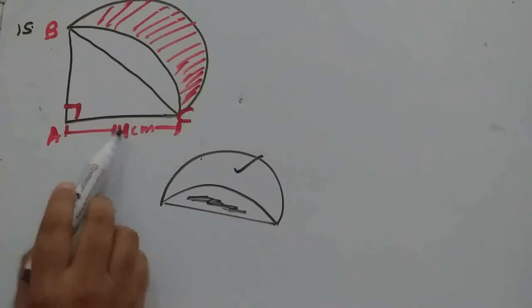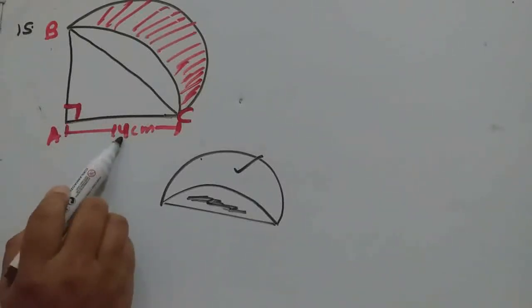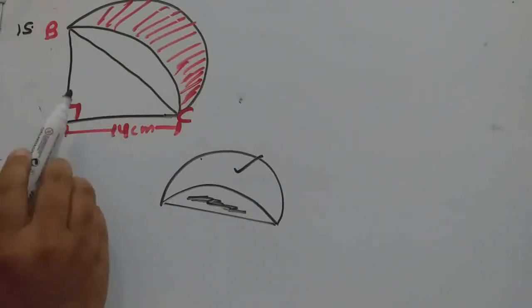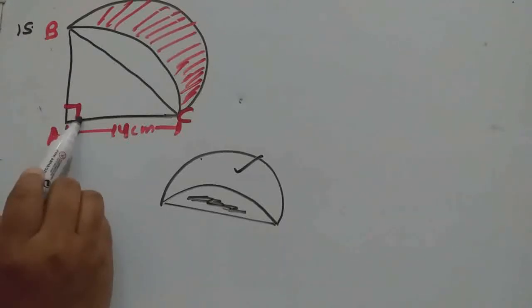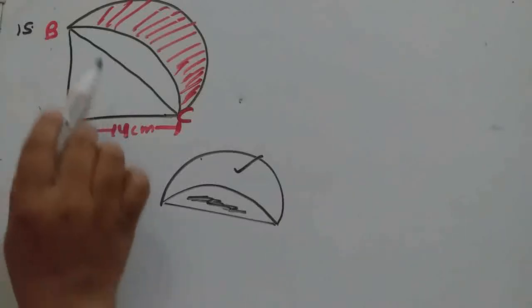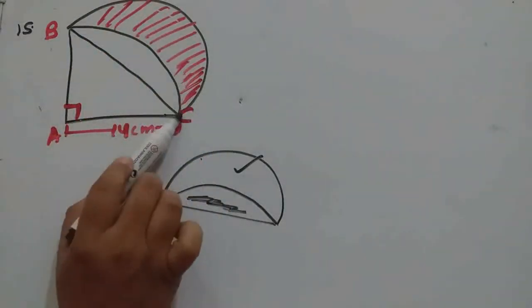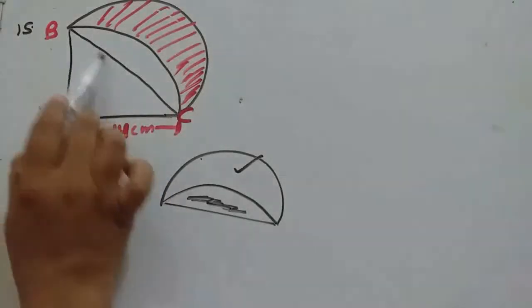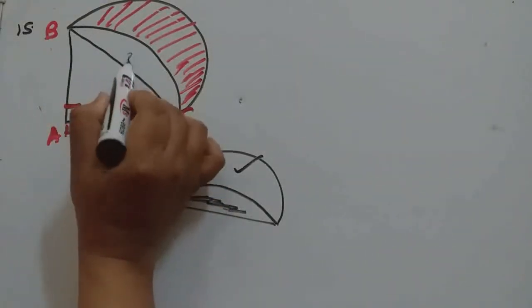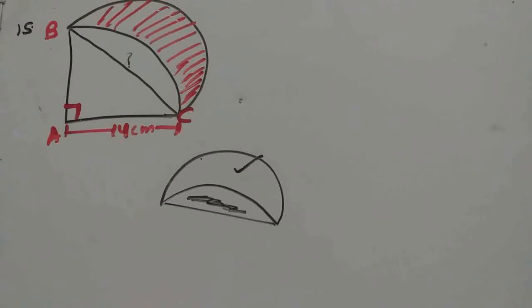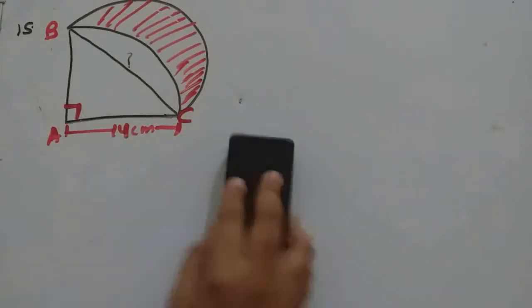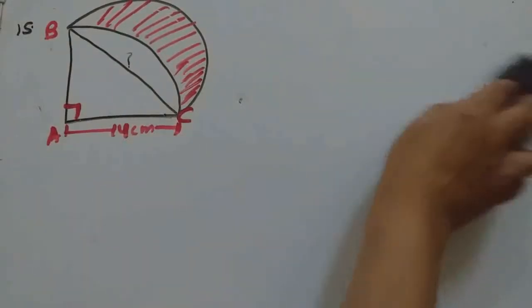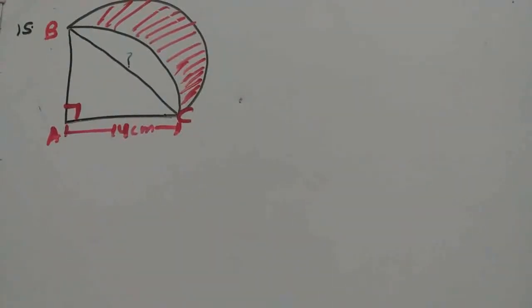So for sector area we need theta and radius, that is also given. For area of triangle, height and base we need, that is also given. But to find area of semicircle we need radius of semicircle, that is not given, but BC is a diameter. So this we can find by using Pythagoras theorem here. So first we will find radius, then one by one each area we will find.